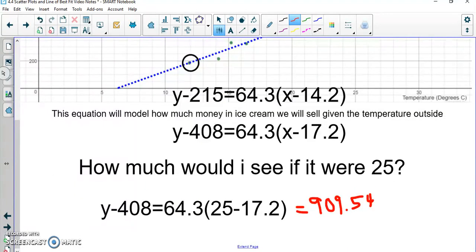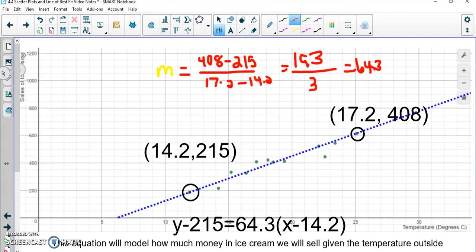So that's just a general intro of line of best fit. Make sure you have all your notes. We'll come back together in class and continue this idea.